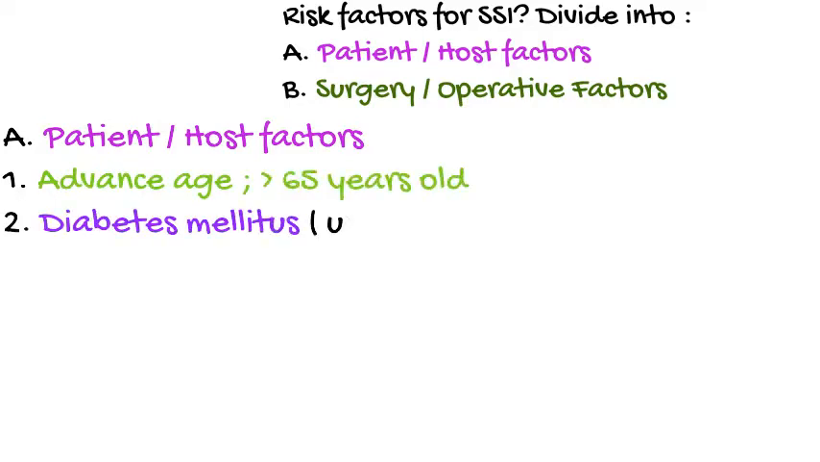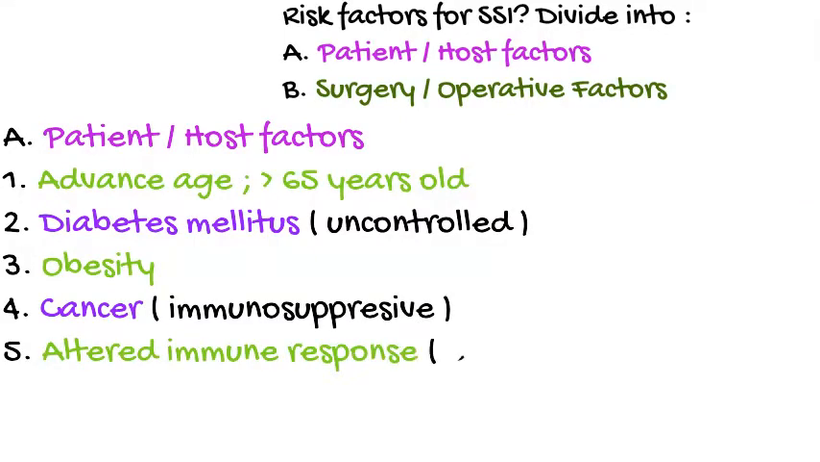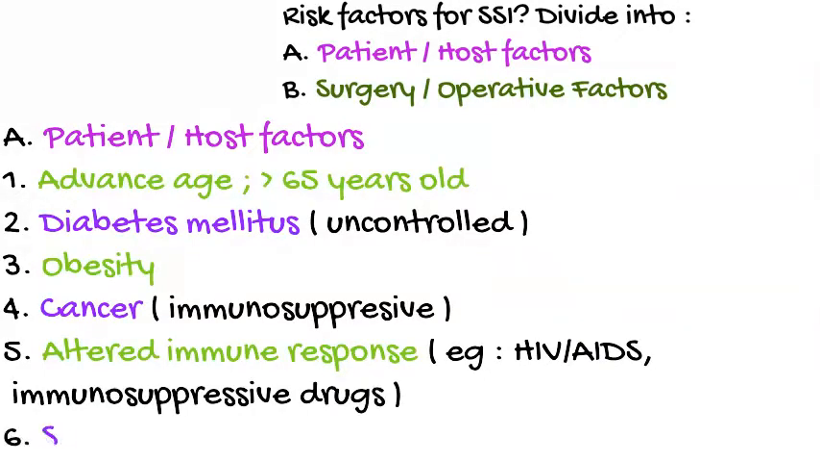These factors include 1. Advanced age, more than 65 years old. 2. Diabetes mellitus, especially uncontrolled diabetes mellitus. 3. Obesity. 4. Cancer, whereby the host becomes immunosuppressed. 5. Altered immune response, for example in HIV or AIDS patients, or immunosuppression in patients who are using immunosuppressive drugs. 6. Smoking or tobacco use.